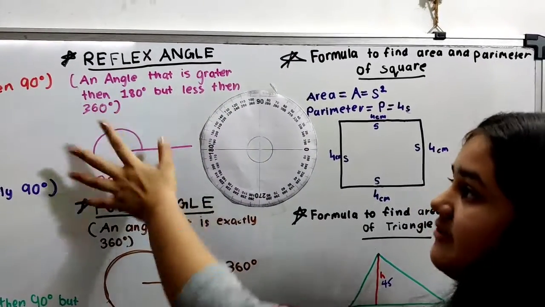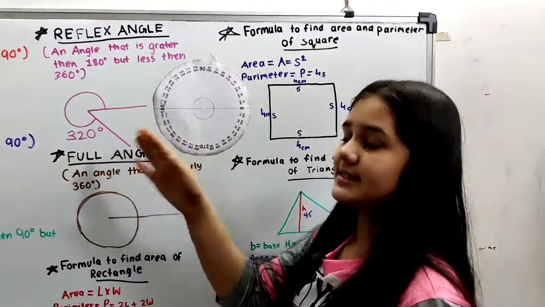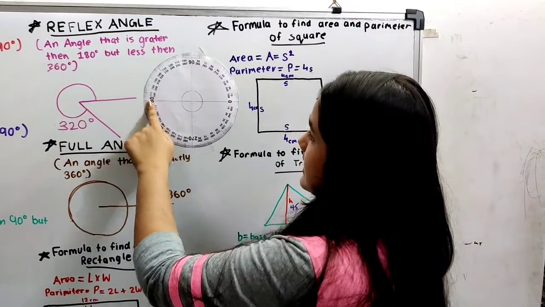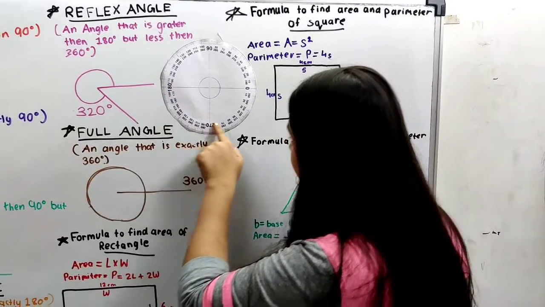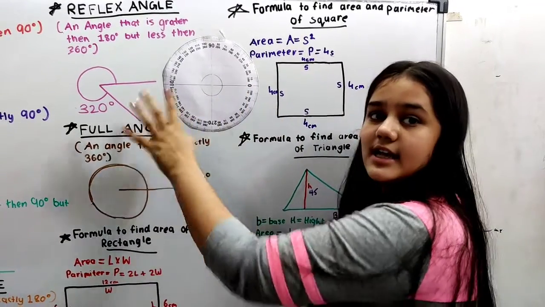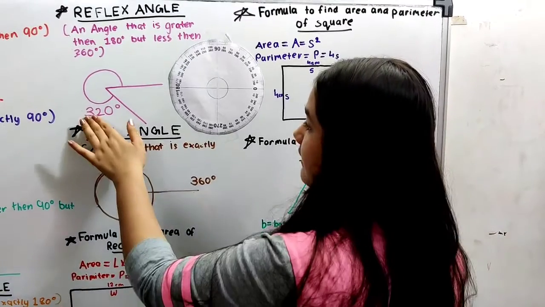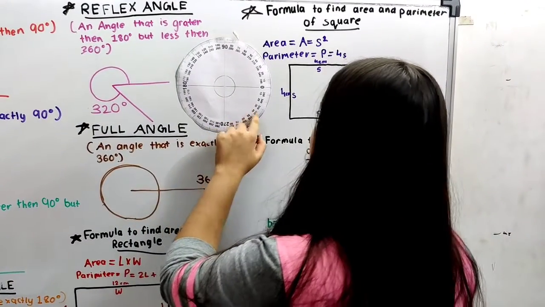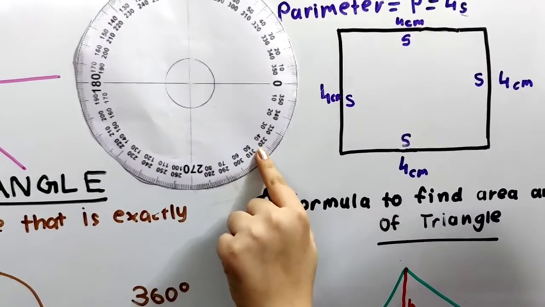Now let's go to the reflex angle, an angle that is greater than 180 but less than 360. So we have 180 over here and it goes up to less than 360. Somewhere over here, all these angles count as reflex angles. Over here I have taken 320 degrees. I can show you 320 is right over here. So this is our 320 angle.